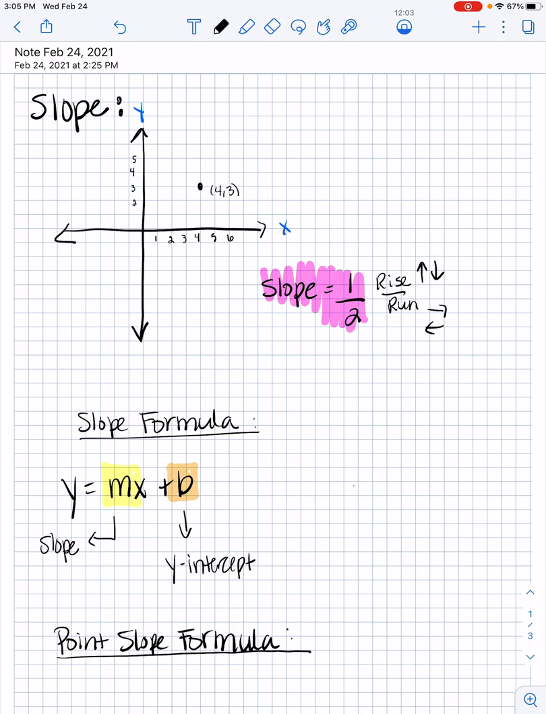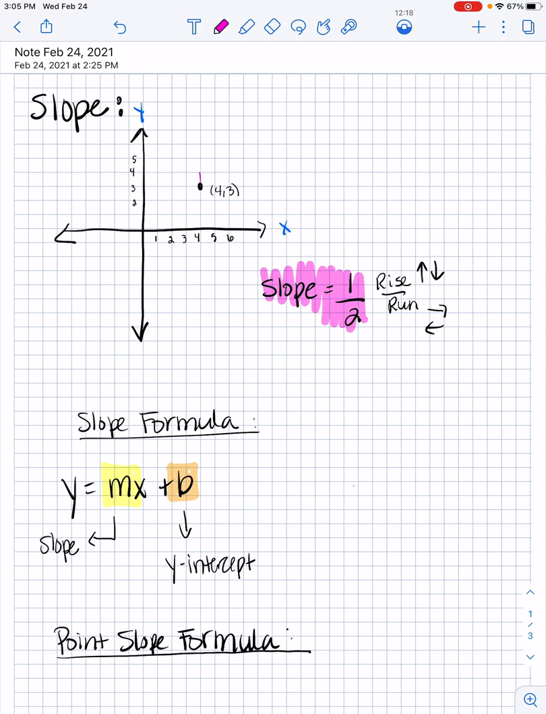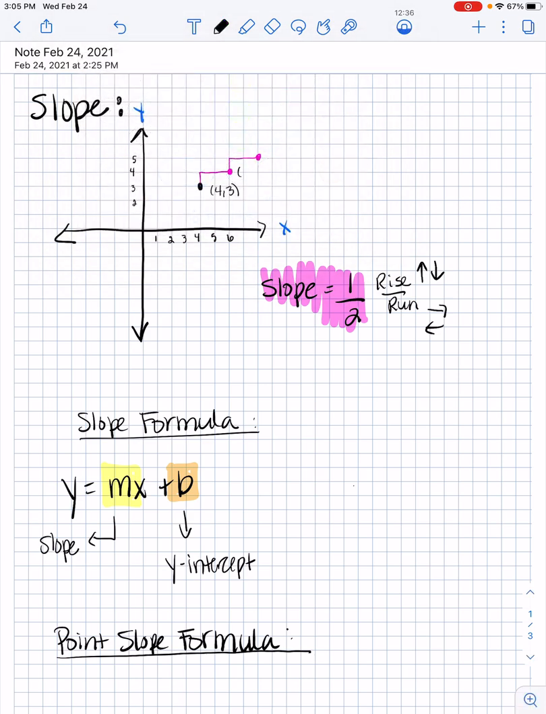So if we start at our given point of 4, 3, we go up 1 and to the right 2. That'll be our second point. Okay. From that point, you can label the point here. So this would be 6, 4.